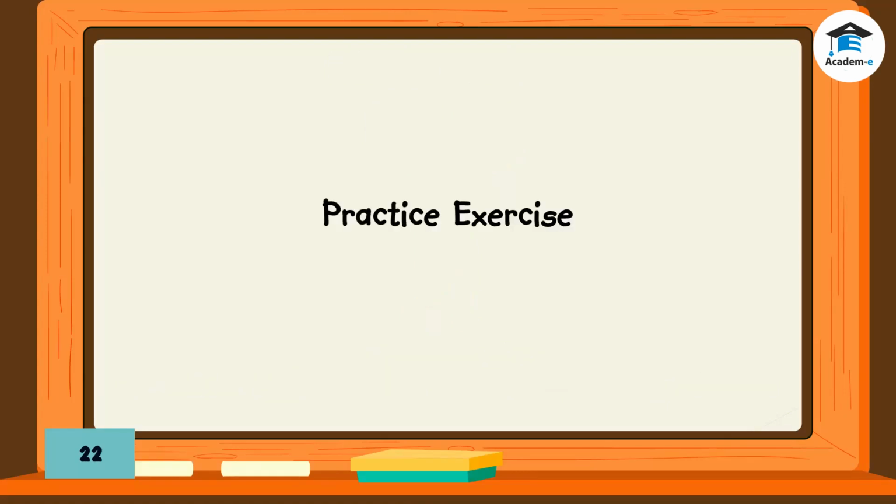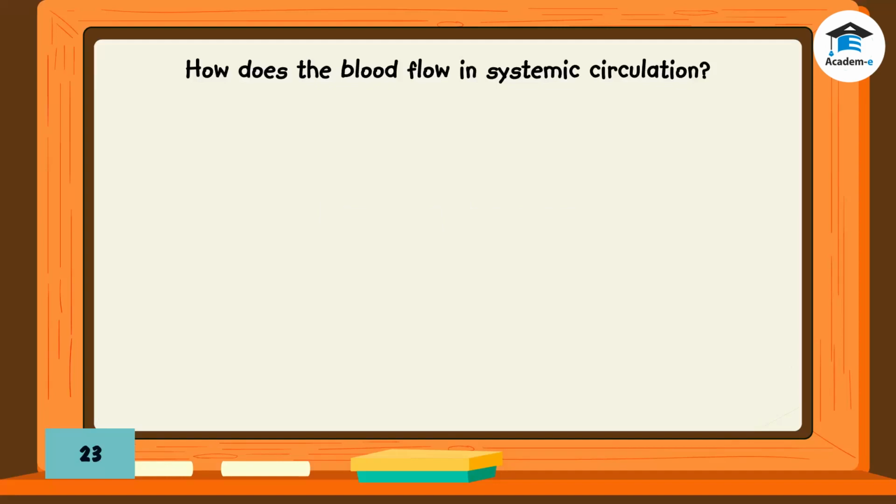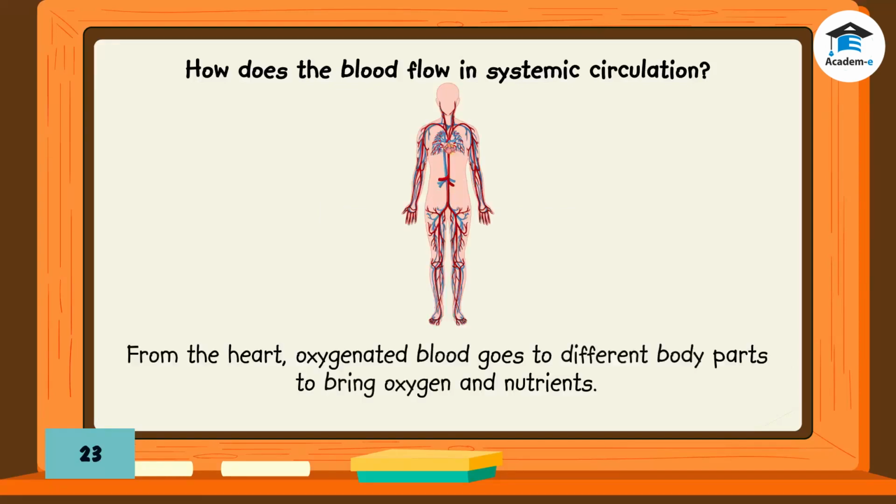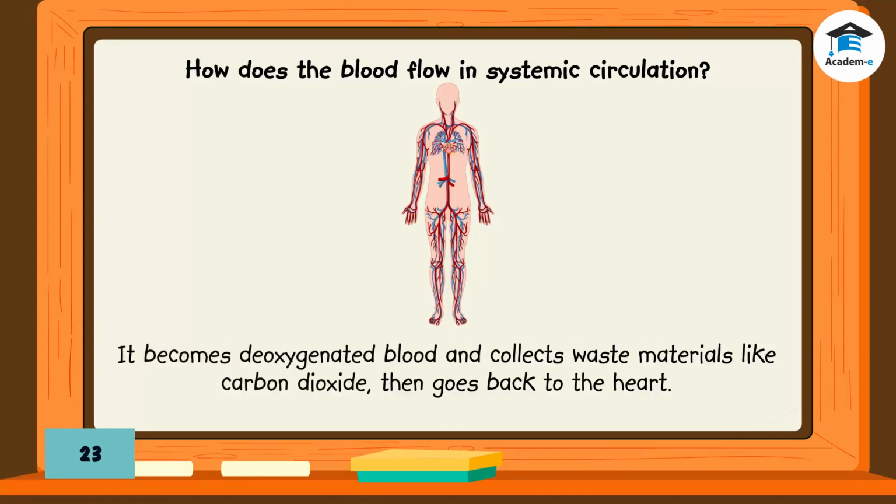Practice exercise. Answer these questions. How does the blood flow in systemic circulation? Correct. From the heart, oxygenated blood goes to different body parts to bring oxygen and nutrients. It becomes deoxygenated blood and collects waste materials like carbon dioxide, then goes back to the heart.